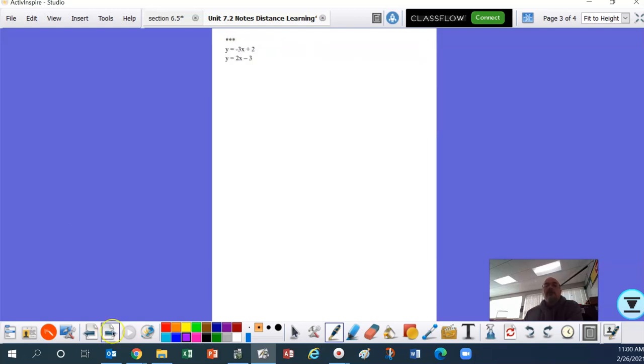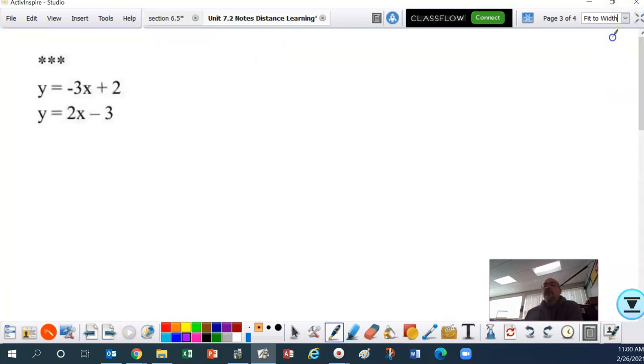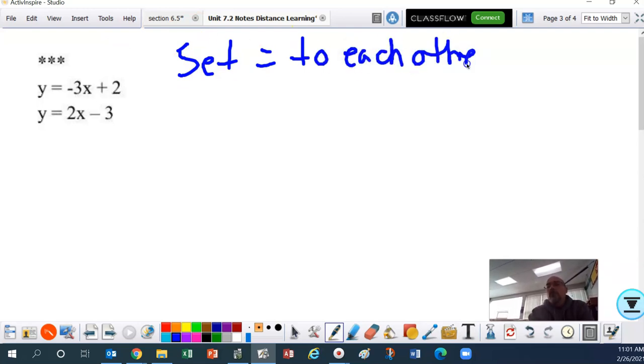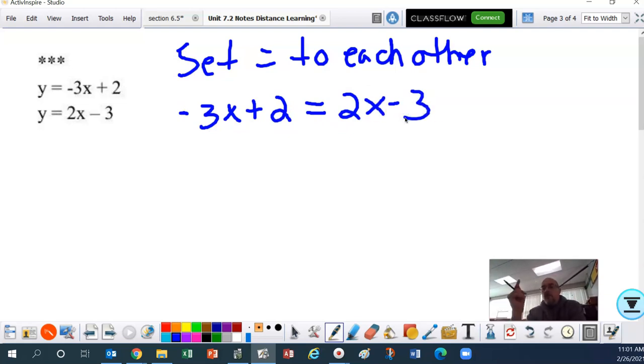All right, let's look, ladies and gentlemen, at this one. This one looks a little bit different. You notice that it says y equals and y equals. Well, if they both are already solved for y, guess what? Then we set them equal to each other. So we're going to take the negative 3x plus 2 and we're going to set it equal to 2x minus 3. Think about it. If y equals the top one and y equals the bottom one, logic dictates that the top one then equals the bottom one, right?